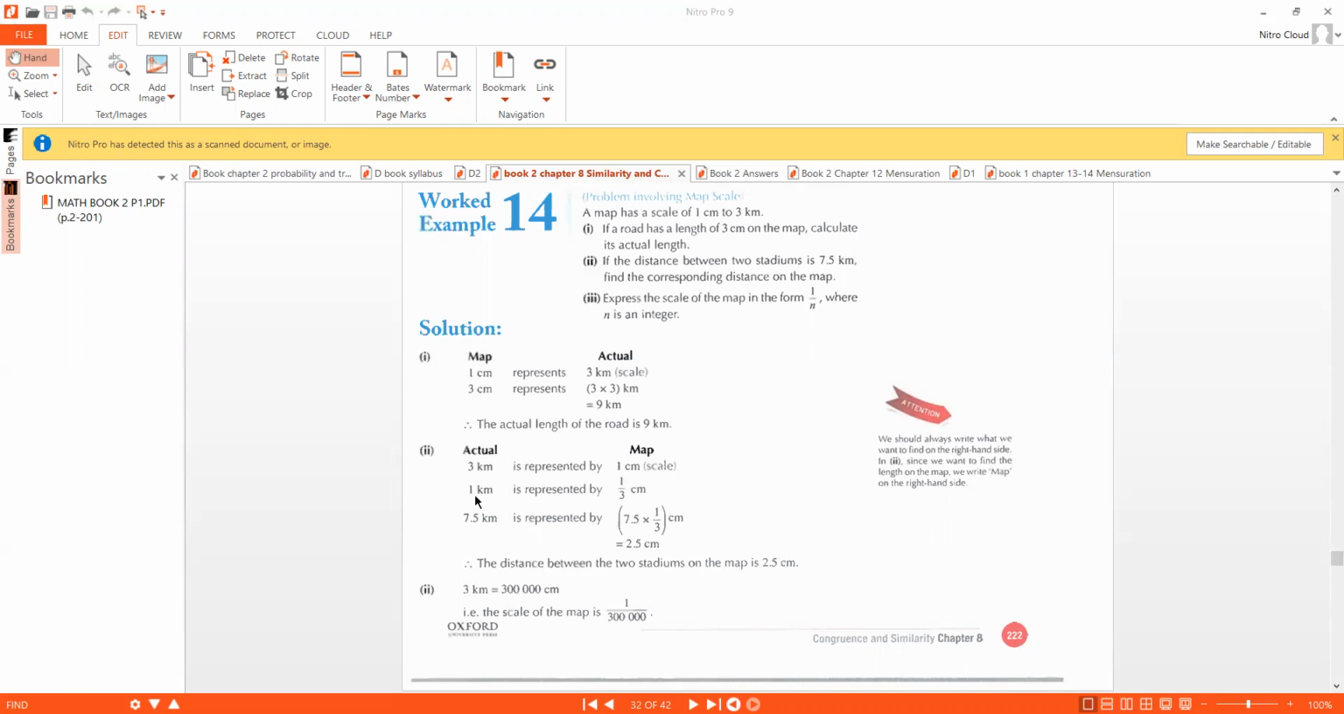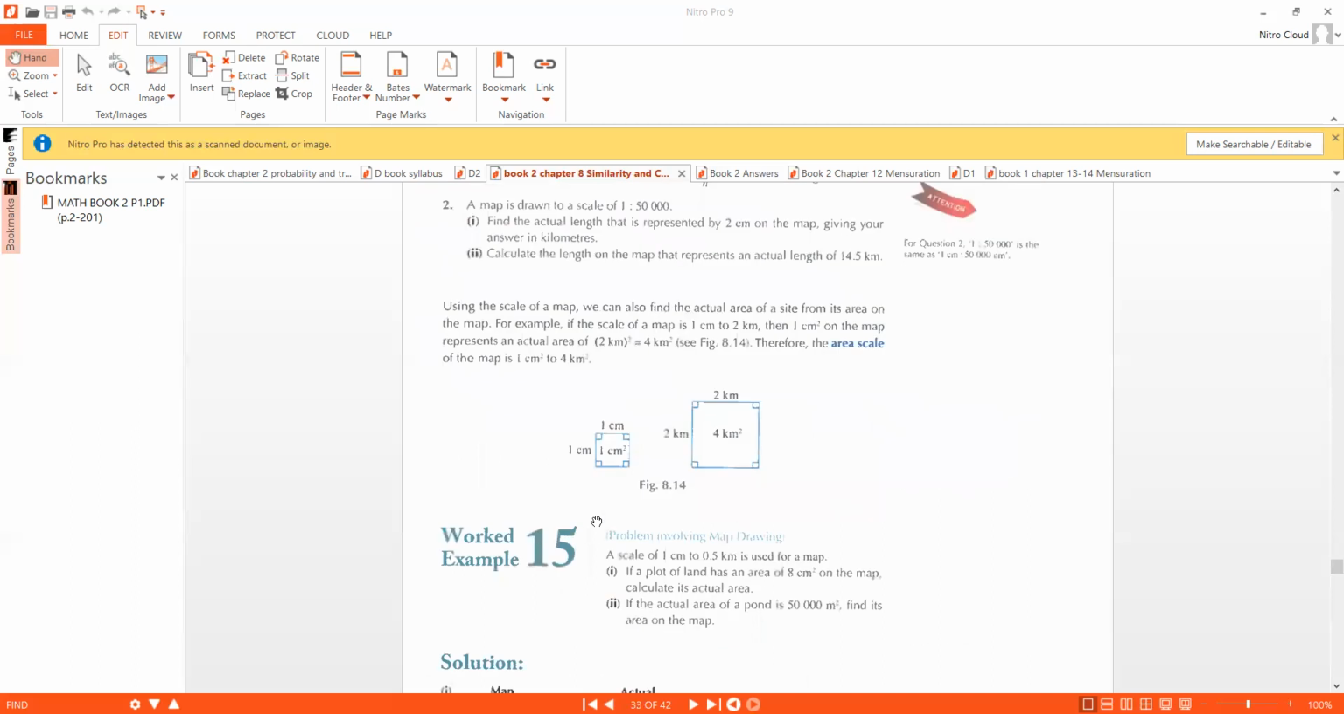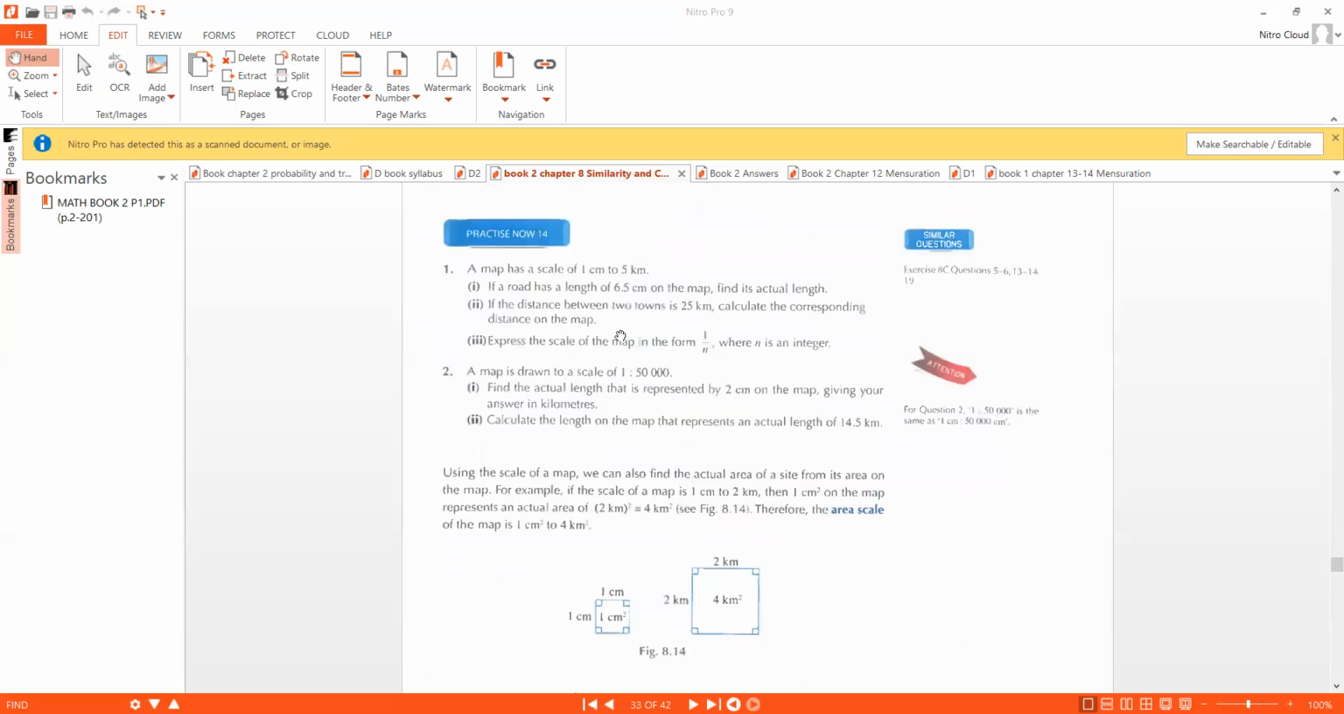What is the scale over there? 1 centimeter equals 5 kilometers. So 6.5 centimeters is equal to 6.5 multiplied by 5 kilometers. You have to convert them to the same unit, right? That would be the actual length. So you do 500,000 times 6.5.